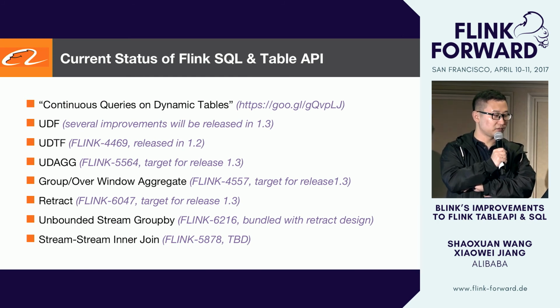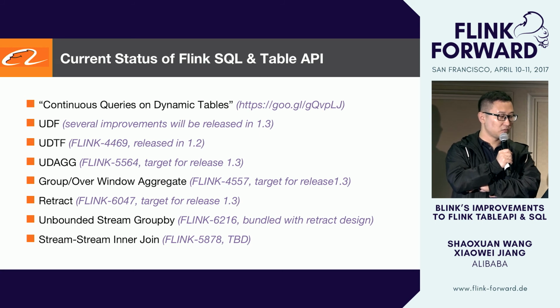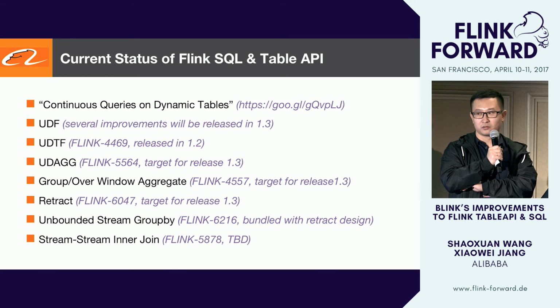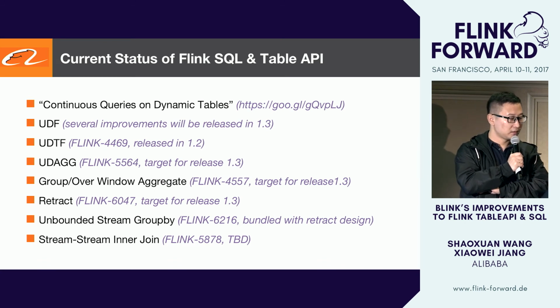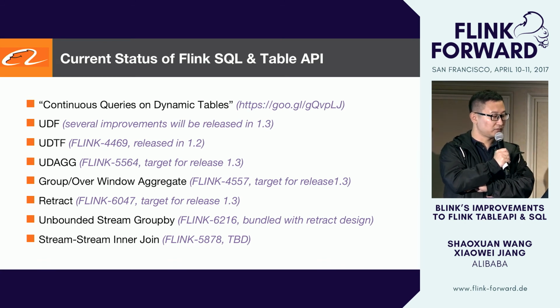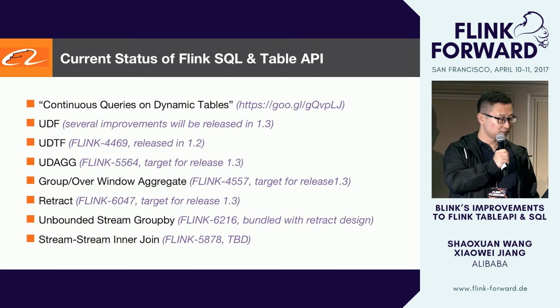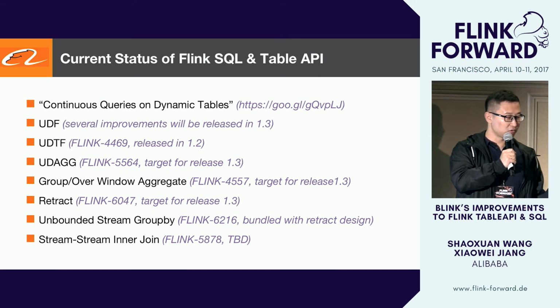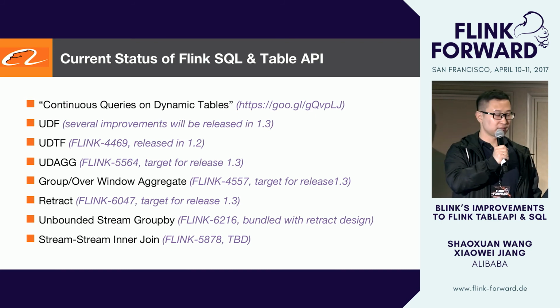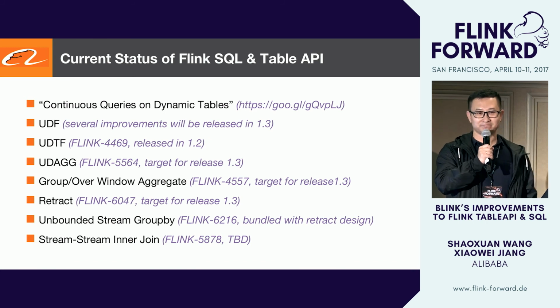UDAGG, we also target for release 1.3, and over window aggregates. And I think the only thing left is the table API for that. Retract, we also target for release 1.3, basically supporting all the existing operators. And unbounded streaming group by is bundled with Retract. It depends on how much work we have done for the Retract. And the last one, streaming inner join, we haven't decided yet. That's all. Thank you.